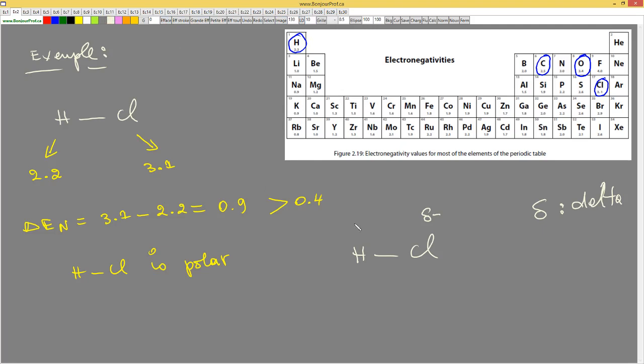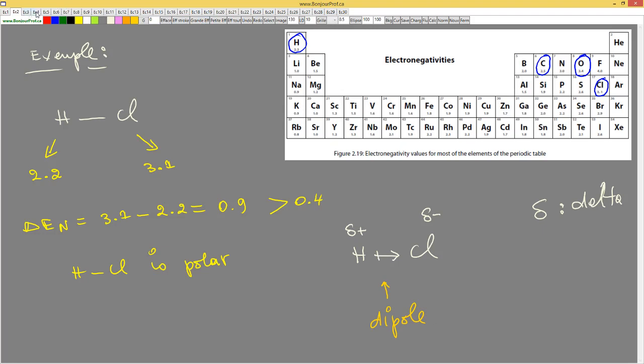Delta plus, like this one here. And we're going to put an arrow here, like that, to say that the electrons are attracted to chlorine. We call this one a dipole. I think we saw that in grade 11 in chemistry. Yeah, this is the revision. Roughly, it is a revision. We call this one a dipole.